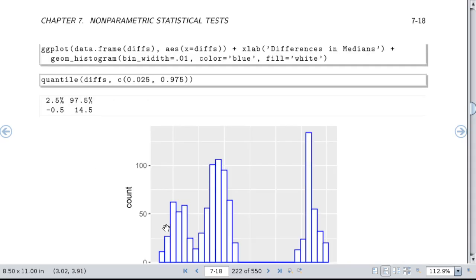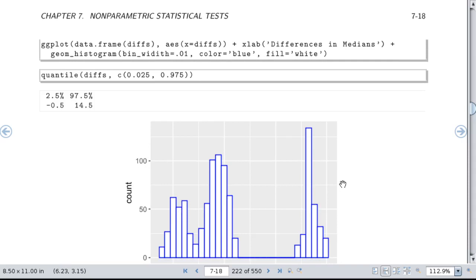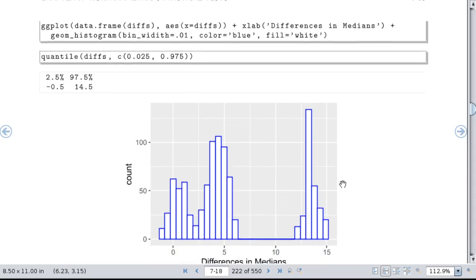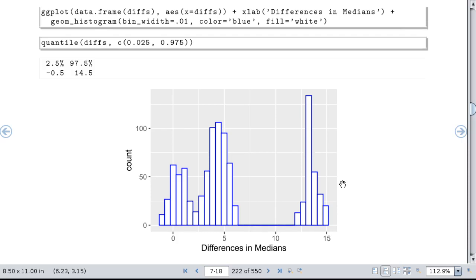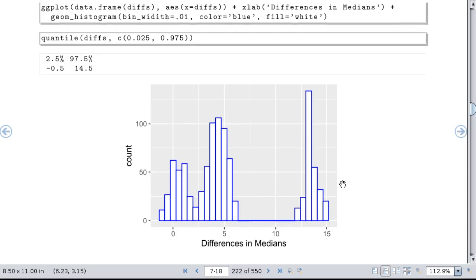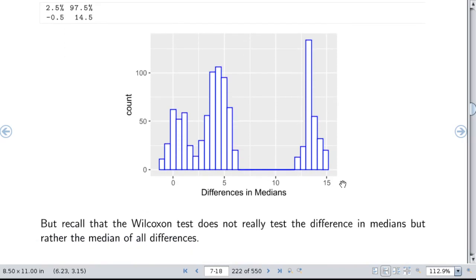And then we can get the quantiles, and we can also look at the distribution of the differences in sample medians, which is quite bimodal. Of course, our sample size is fairly small. It's difficult to do much with that sample size.